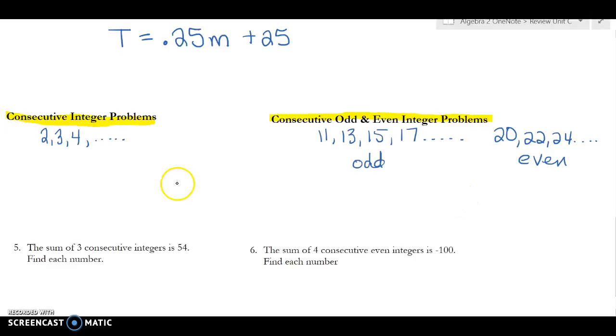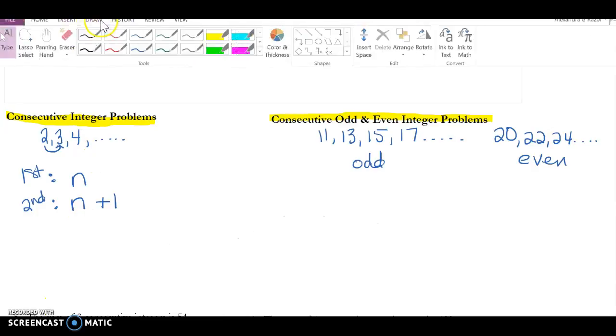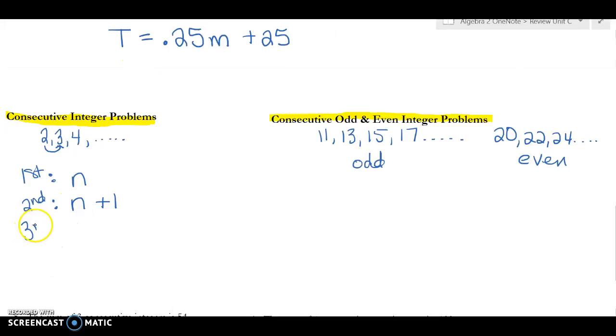Okay, when I want to find consecutive numbers, I always start with my first number being n. And my second number, well, I look at this. How far away is 3 from 2? What do I have to add to get to 3? Well, I start with n and I have to add 1. Now for my next integer, to get to my third integer, I would have to add 2. To get to my fourth integer, I'd have to add 3. So if you notice, it keeps increasing by 1. Now, most of these problems are sum problems, and so I would add these up and set them equal to the sum.